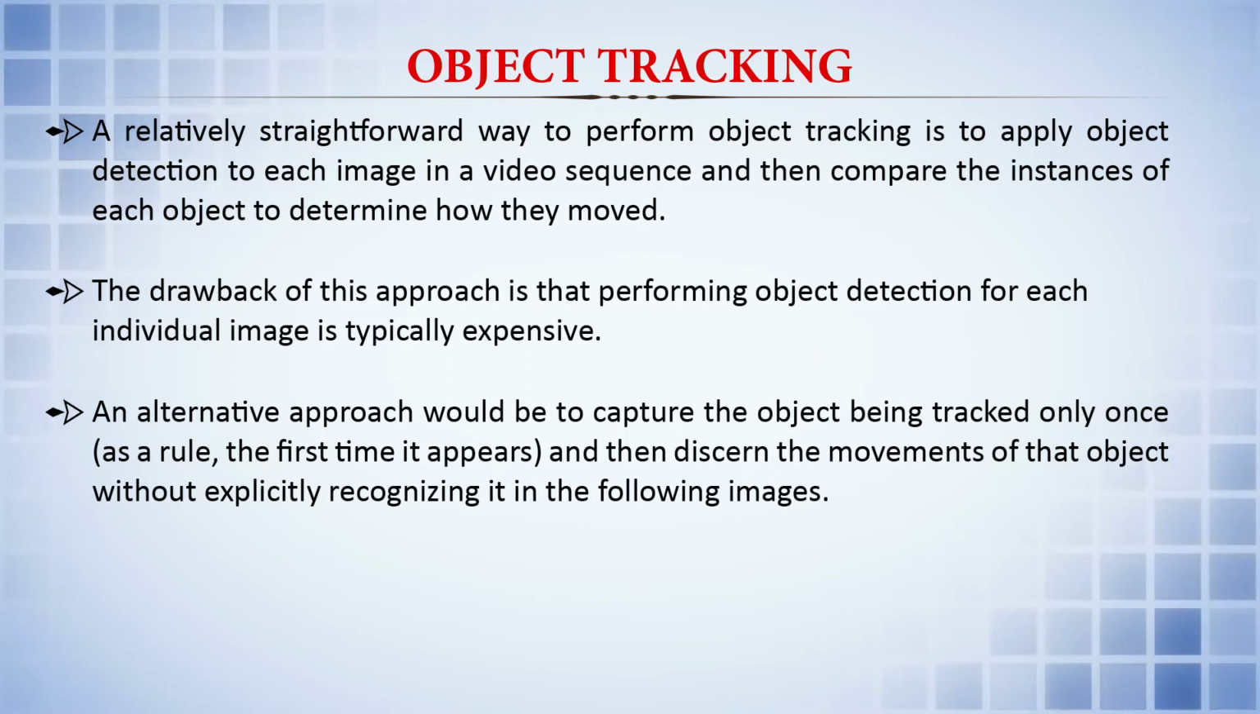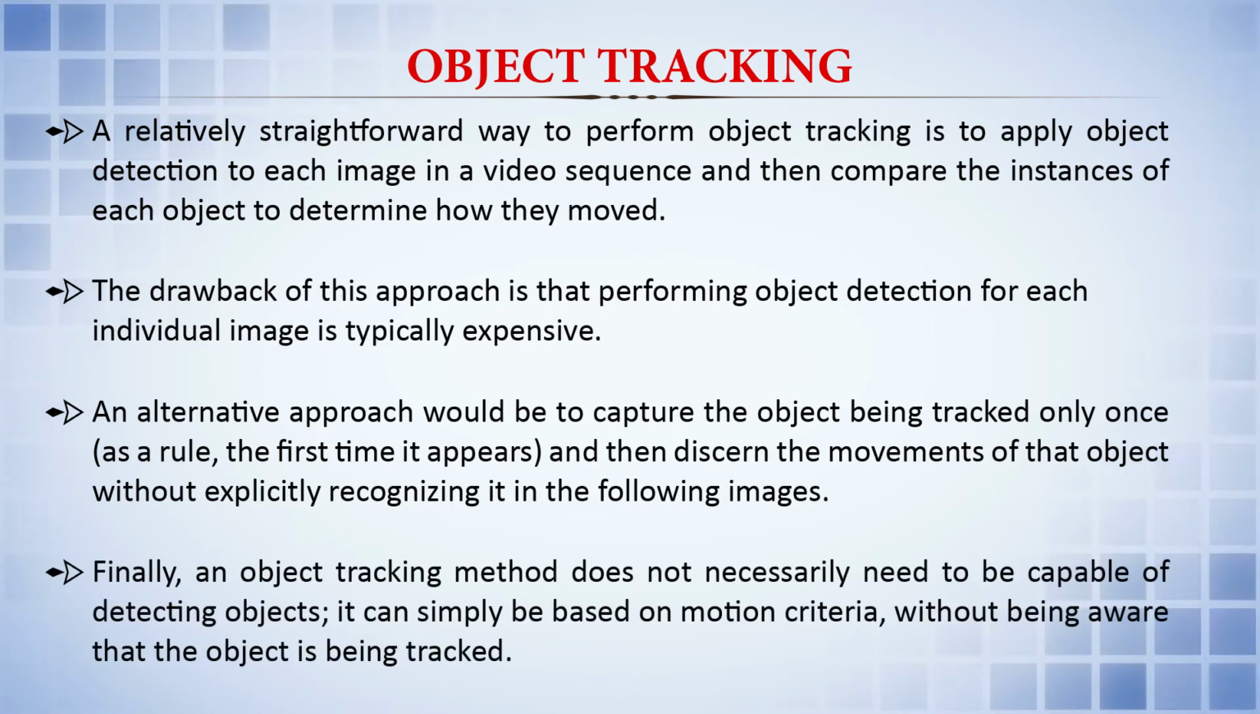So, this is a second kind of approach or method. And finally, an object tracking method does not necessarily need to be capable of detecting objects, it can simply be based on motion criteria without being aware that the object is being tracked. So, these are the three approaches one can follow in order to track the objects.